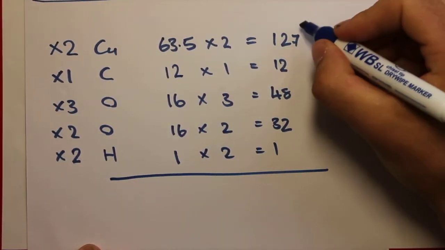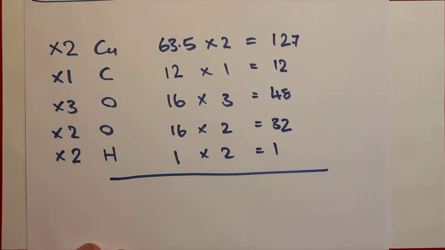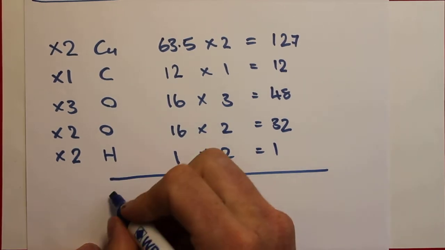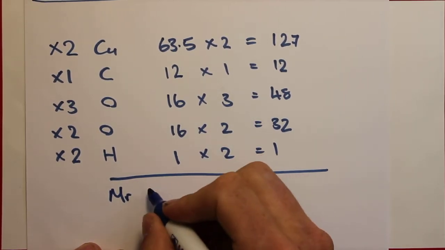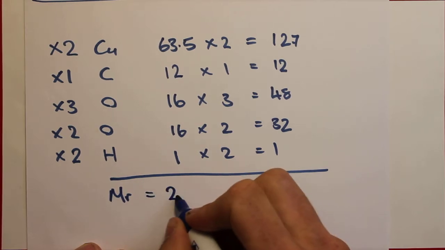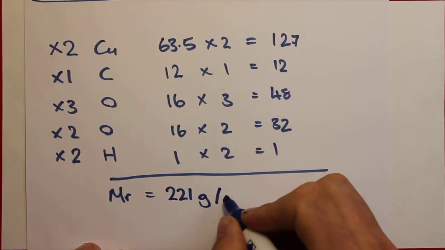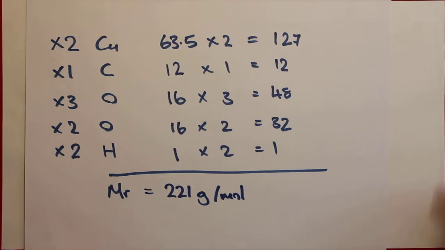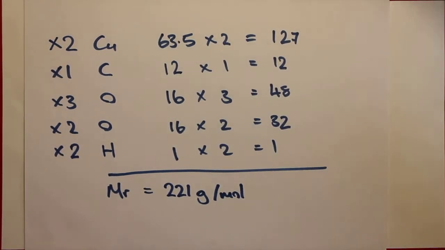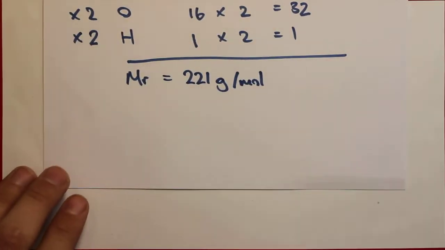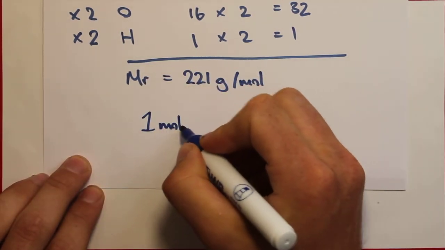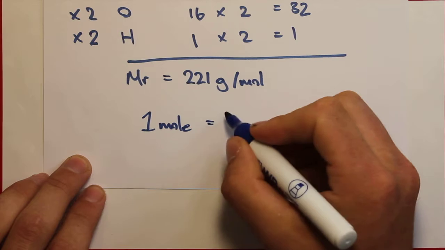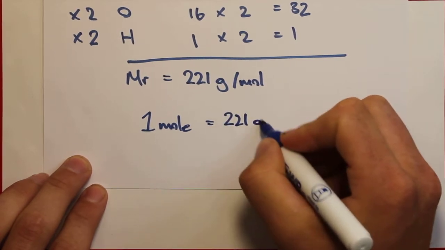So when we add all of these up together, we will have the relative molecular mass of our malachite. So that is equal to 221 grams per mole. What this is telling us here is that 1 mole is equal to 221 grams.